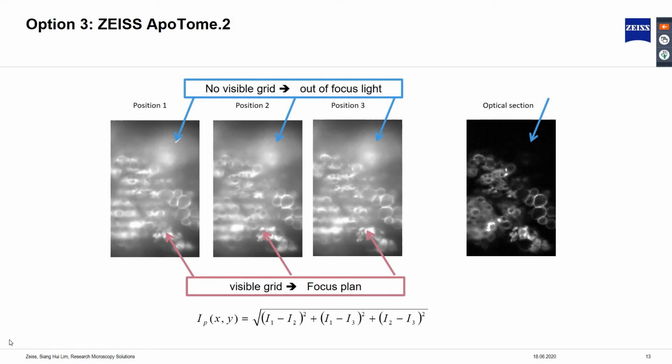But for regions where no grid is visible, as pointed out here by the blue arrow, this means that the underlying specimen is beyond the focus plane. The software will then determine the changes in local contrast to differentiate the in-focus structures from the out-of-focus structures before collecting the 3 images into a single optical section.